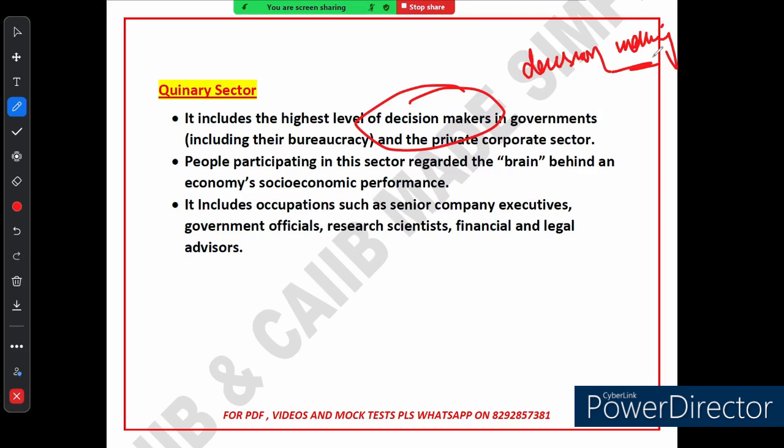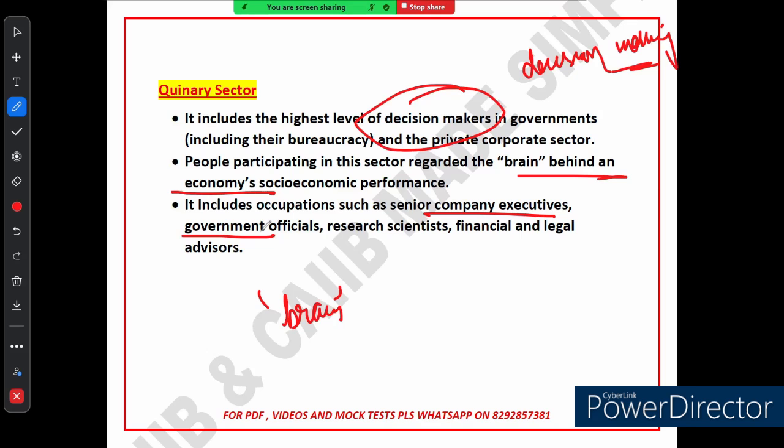Let's explore the quaternary sector, which represents the highest level of decision making in both the government and private corporate sector. This is where the most crucial decisions that shape the economy are made. The people who work in the quaternary sector are often referred to as the brain behind an economy. They include top-level executives, research scientists, government officials, financiers, and legal advisors. These individuals make decisions that impact the entire nation, from economic policy to corporate strategies.